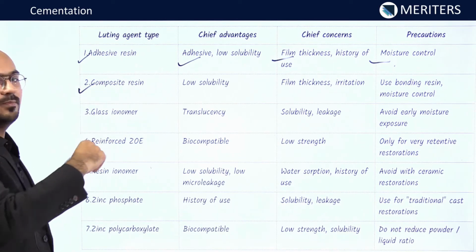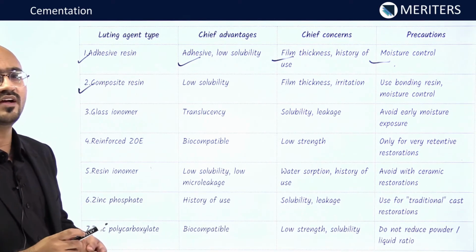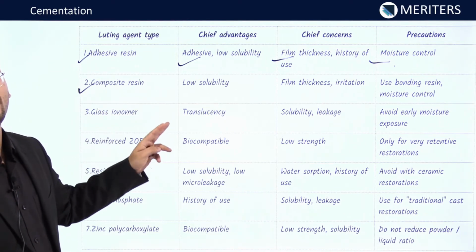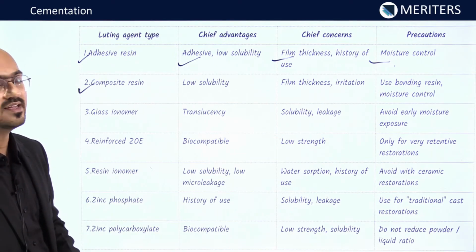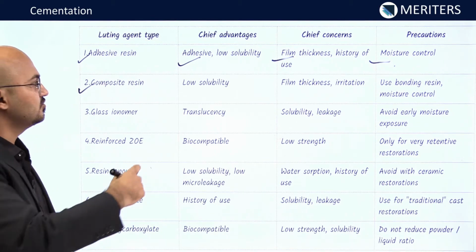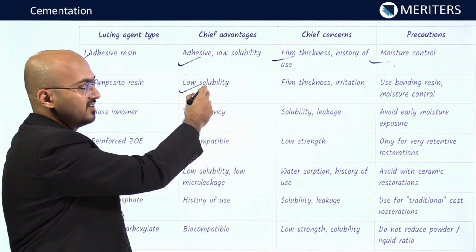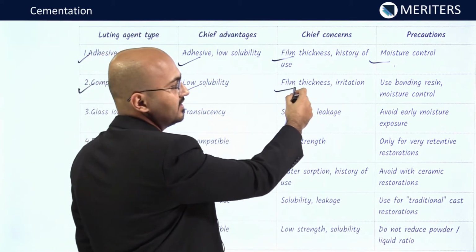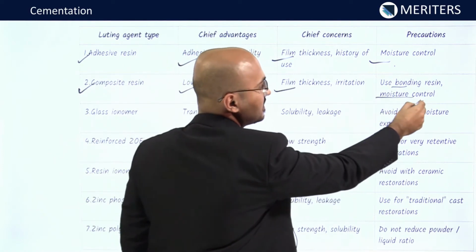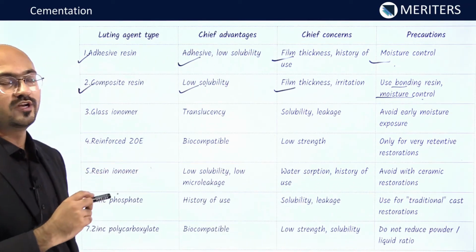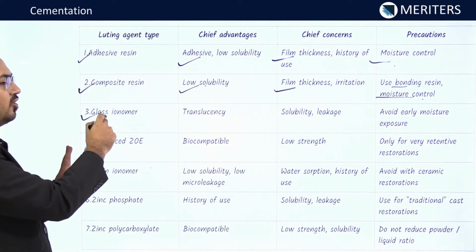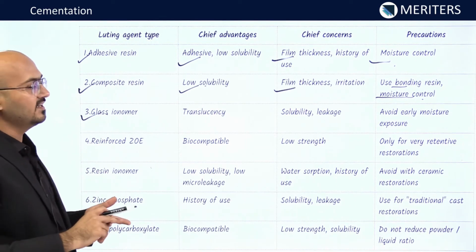Composite resin, for example, Panavia. Then you have Relyx cement. These two cements are composite resin based. They do not require additional adhesive as such. They can be dual cure or self cure or light cure. So they have low solubility, which is an advantage. But again, they have a high film thickness and bonding requires moisture control. So that is a precaution to be noted in case of composite resin based cements. Then glass ionomer, it bonds chemically to the tooth. It is excellent in bonding.